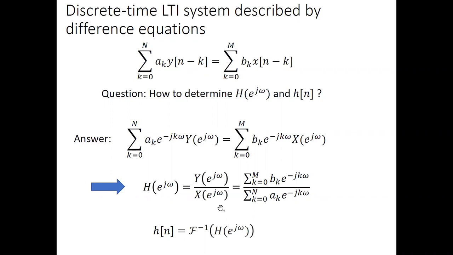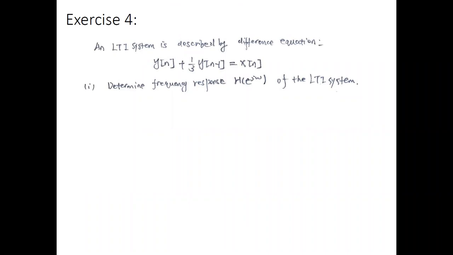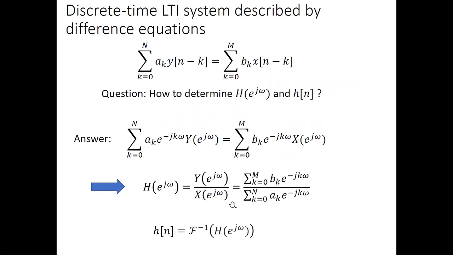So after calculating H, we can apply the inverse Fourier transform to obtain h of n. Here I didn't show the detailed procedure because it will apply the partial fraction expansion that we used for the continuous time case, which you will see in a later example. So here is an example. We have an LTI system. Input is x of n, then its output is y of n. The relationship can be described by this difference equation, a first order difference equation, because it is written up to y of n minus one. The first question: determine the frequency response capital H of the LTI system, just applying this procedure. So apply the Fourier transform, and Y divided by X is capital H.